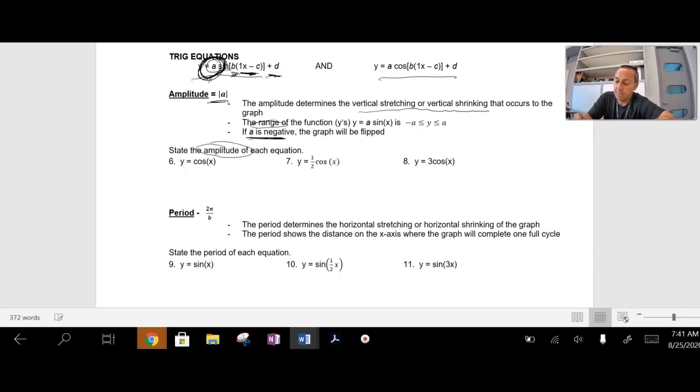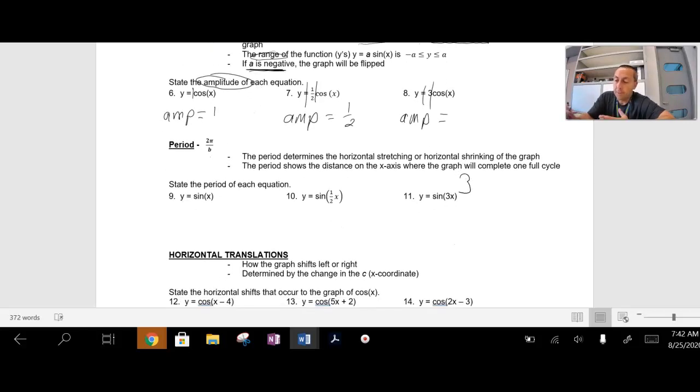If I ask you for the amplitude of these 3 problems, since that has a coefficient of 1, the absolute value of 1 is a 1, that's our amplitude. Amplitude here is the absolute value of that 1/2, which is 1/2. And then the amplitude of number 8 is 3. All right, and that's pretty much it.